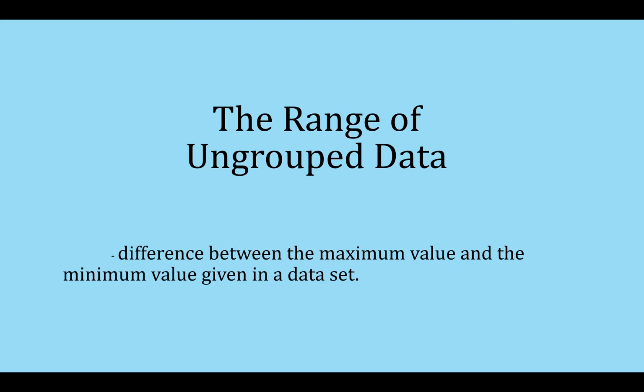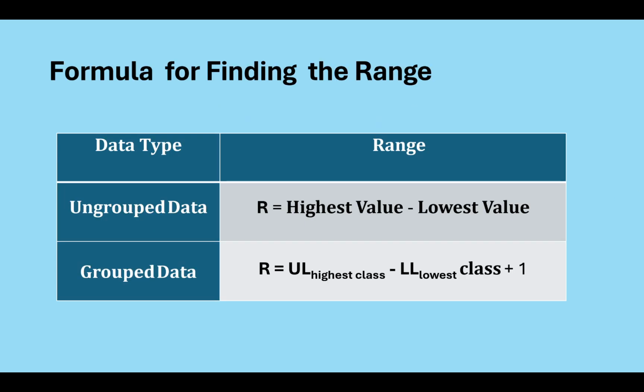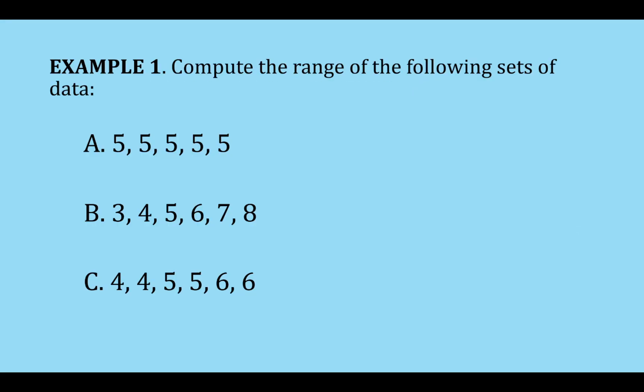The range is the difference between the maximum value and the minimum value in a given data set. The formula for finding the range depends on the data type. For ungrouped data, the range is simply the highest value minus the lowest value. For grouped data, the range is equal to the upper limit of the highest class minus the lower limit of the lowest class plus 1. We can understand that better by the use of an example.